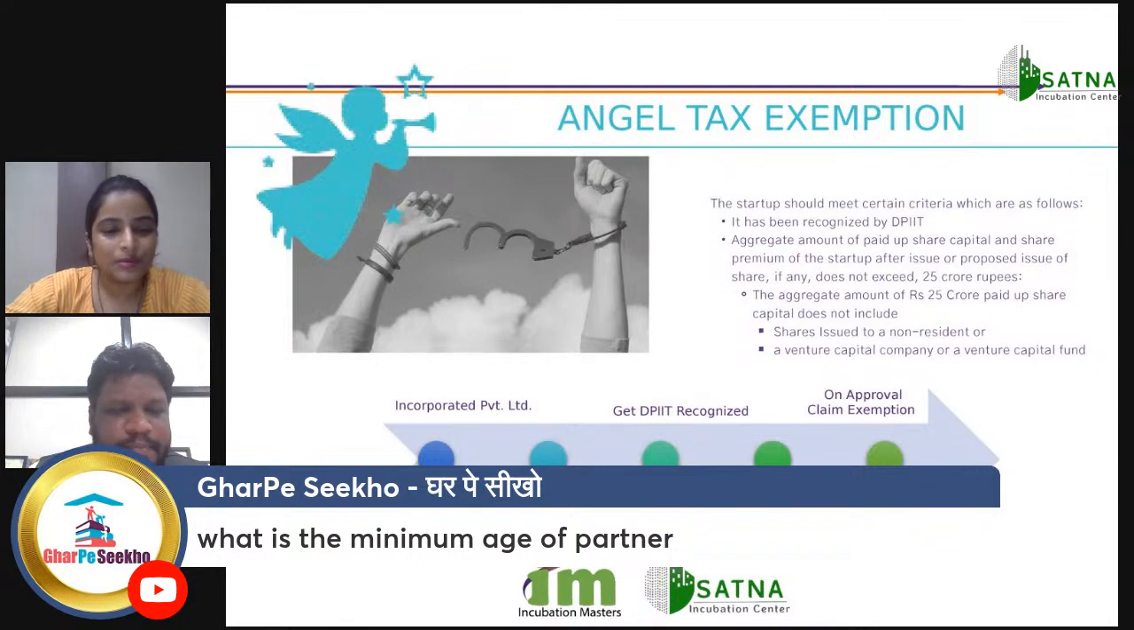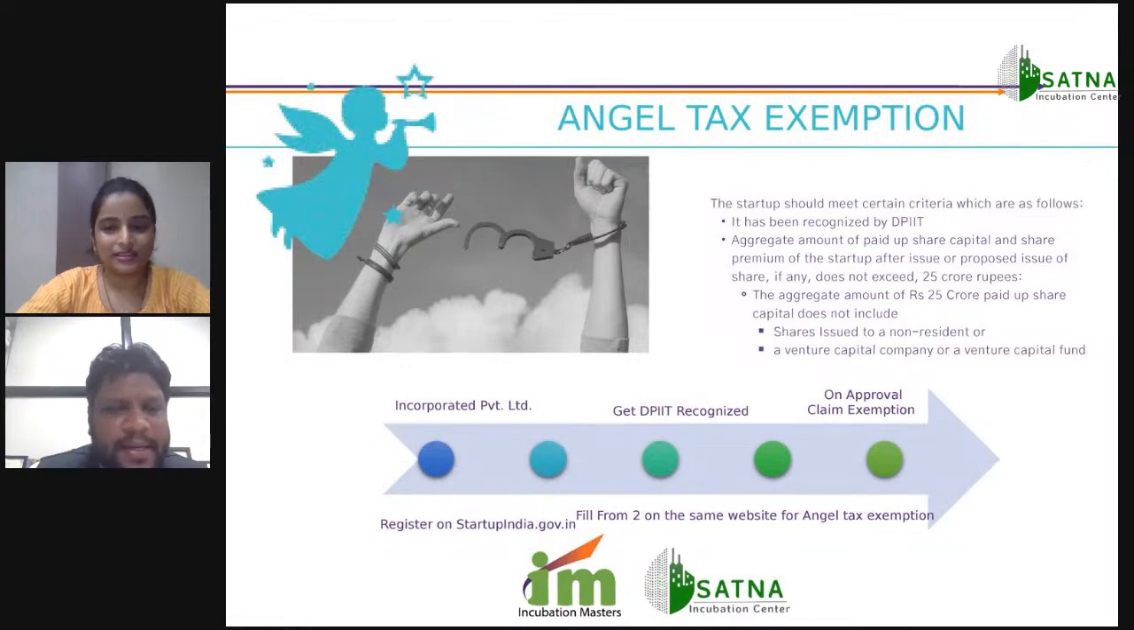What can be the minimum age? 18. For becoming a director, your age should be 18. And for a partner also, a partner can be a minor, but that will be done under the guidance of a guardian. So if you are making a teenager a partner, the guardian will be doing it on behalf. But technically, if you are becoming a director, your age should be 18.